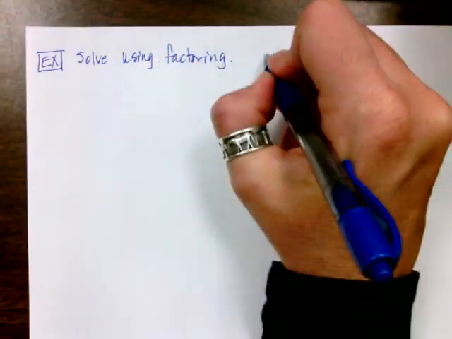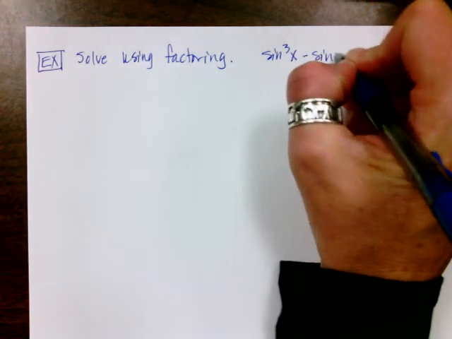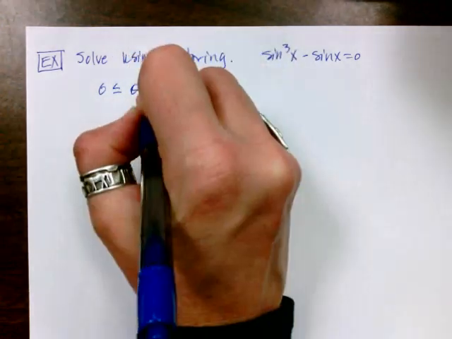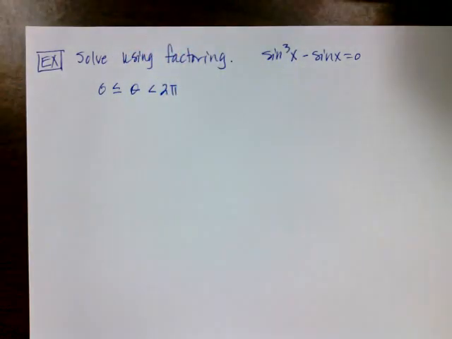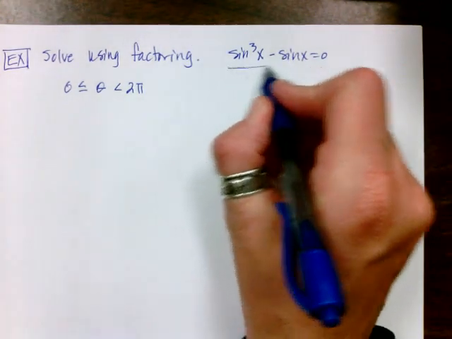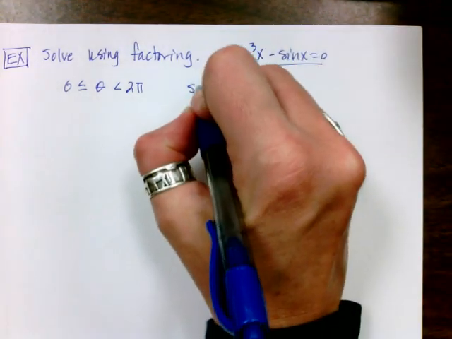Your equation is going to be the sine cubed of x minus the sine of x is 0. And again, we're going to solve in the interval from 0 to 2 pi. Alrighty, so the first thing that I'm going to do in my particular equation is notice that they both have a sine in common, so I'm going to factor it out.